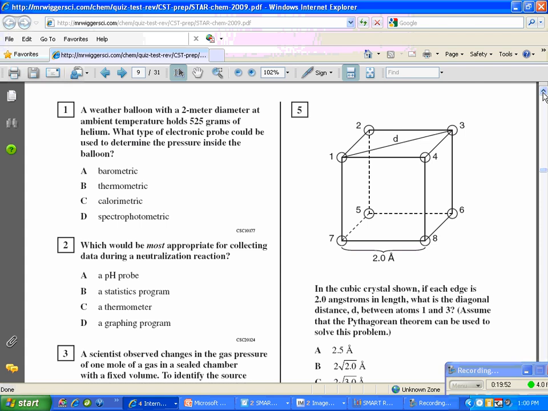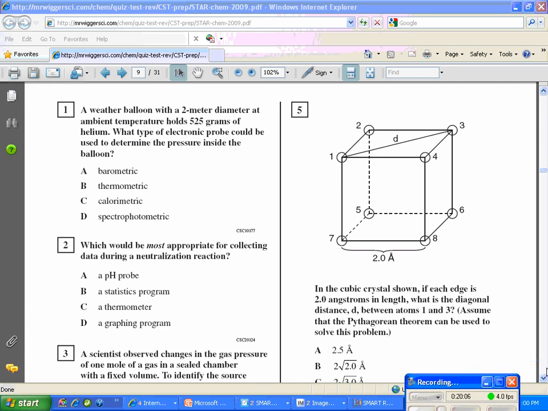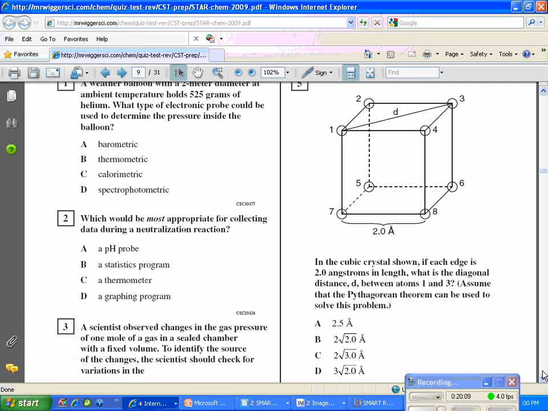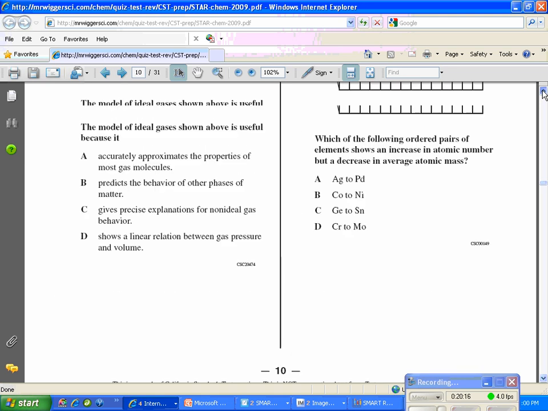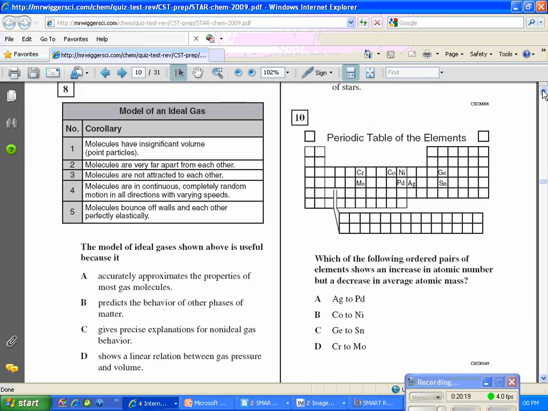So, did anyone who reviewed this have a specific question that they were having trouble with? Number 10? Okay, let's go down and take a look at number 10. Okay, here's number 10. Now what you want to do is get out your periodic tables, and let's look and see why it is what it is.